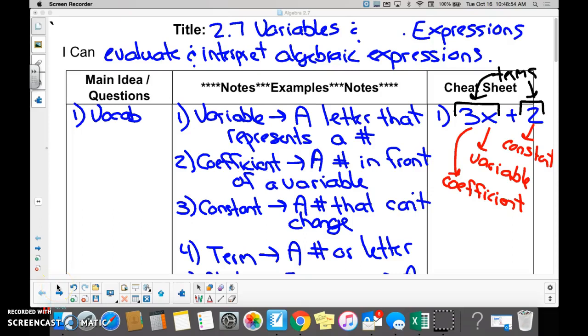Seven, variables and expressions. I can evaluate and interpret algebraic expressions.